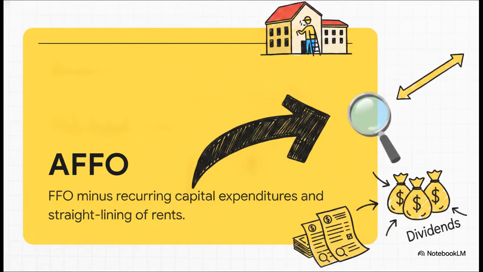But wait, we need to zoom in even closer. Let's talk about AFFO, or Adjusted Funds from Operations. This metric takes that FFO number we just calculated and subtracts the real-world maintenance costs. We're talking things like routine roof replacements, painting, as well as the straight lining of rents. Because, let's be real, buildings do require some actual upkeep to keep generating cash. AFFO shows you the absolute true free cash available to pay your dividends.